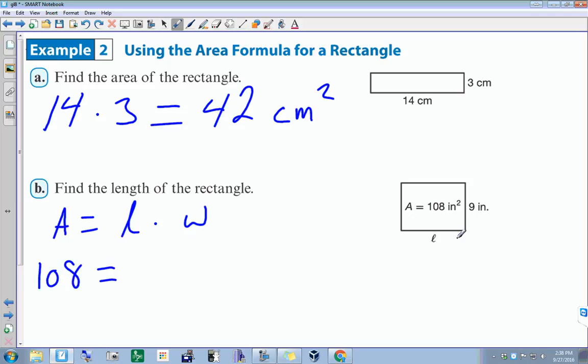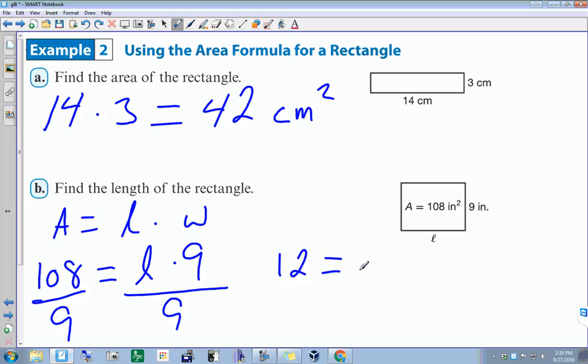Do I know what its length is? No, so I just got the L multiplied by W. What's its W? Well, it'd be 9. So what do I have to do to solve this? Divide by 9. And so that means, what's 108 divided by 9? 12. So 12 is equal to L. That's all it is.